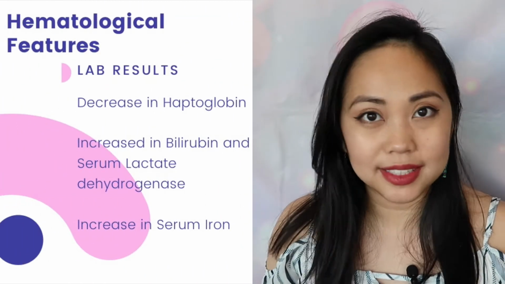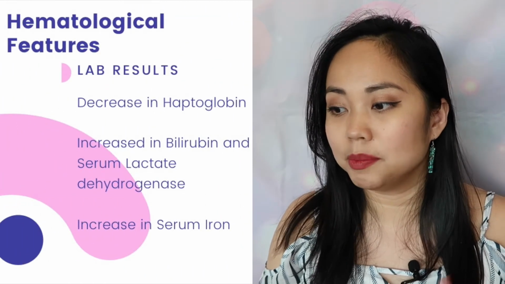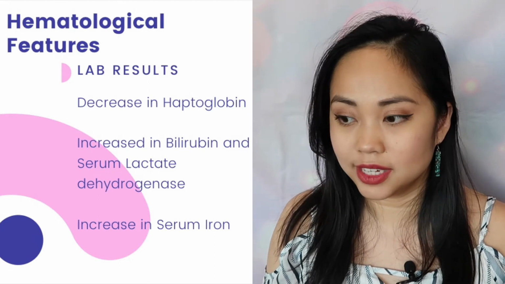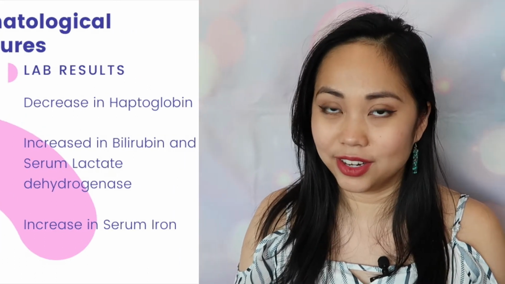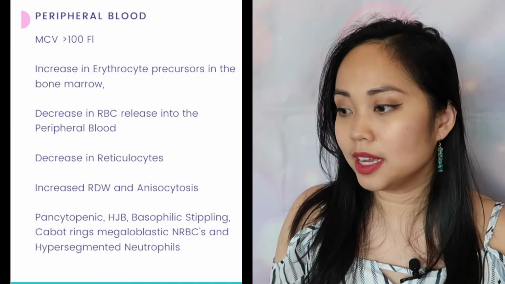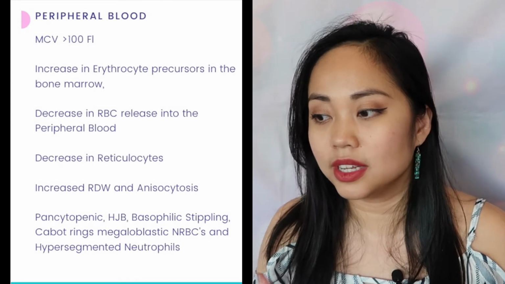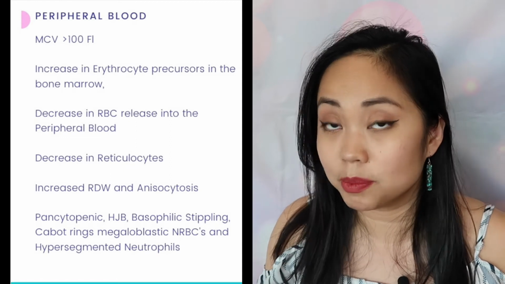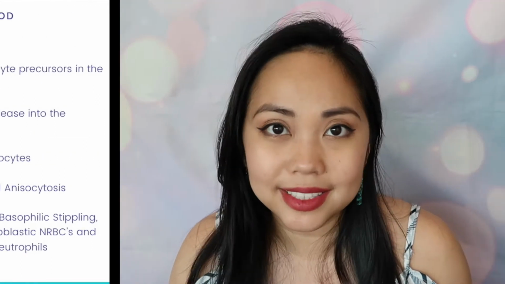Okay, so hematological features. What are the lab results that you will find in someone that has megaloblastic anemia? There's a decrease in haptoglobin, an increase in bilirubin and serum lactate dehydrogenase, and an increase in serum iron. On the peripheral blood, the MCV is greater than 100 femtoliters, with an increase in erythrocyte precursors in the bone marrow. There's a decrease in RBC release into the peripheral blood. There's a decrease in reticulocytes, again, because they don't survive out into the peripheral blood. They survive only in the marrow.